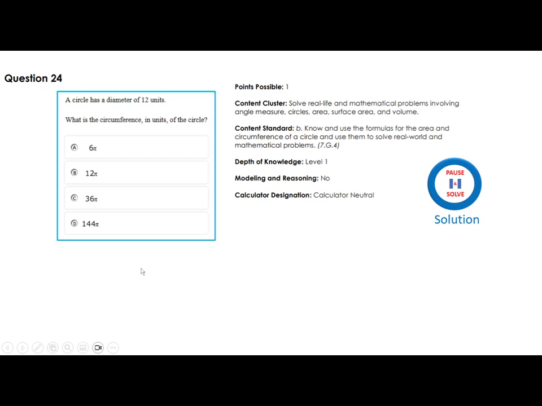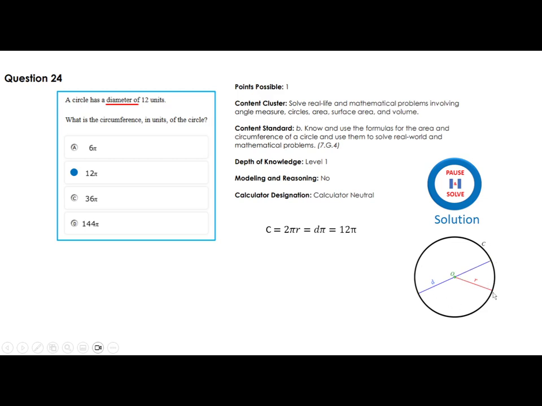A circle has a diameter of 12 units. What is the circumference in units of the circle? Diameter is given. You be careful about that, okay? So let's remember things. This is the circle. This is the diameter from here to here.